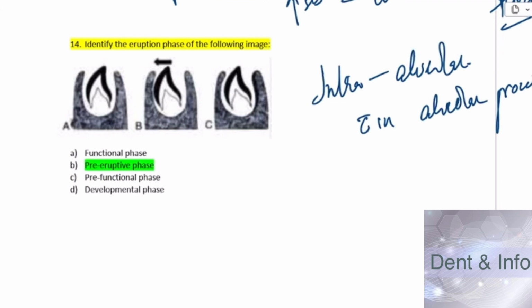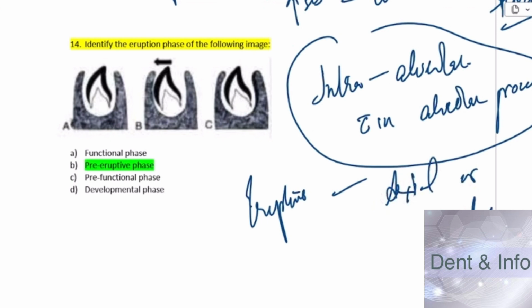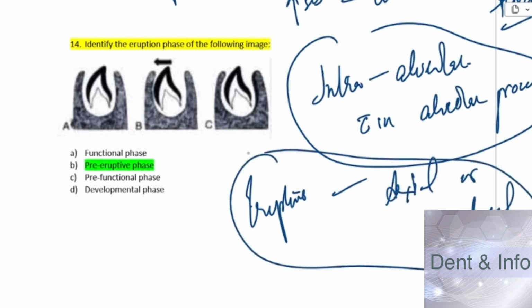Okay, three kinds of eruptive movements: pre-eruptive, eruptive, post-eruptive. The one which is taking place within the alveolar process is considered pre-eruptive, meaning before they make themselves ready for eruptive tooth movement. Eruptive will always be in axial direction or occlusal direction. Very commonly asked question: eruptive tooth movements, what is the direction? Straight upwards along the axis.